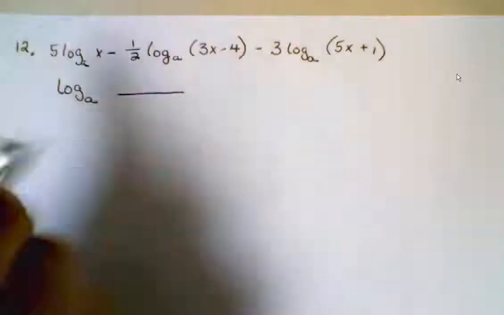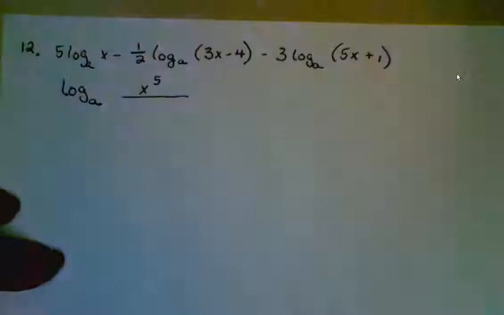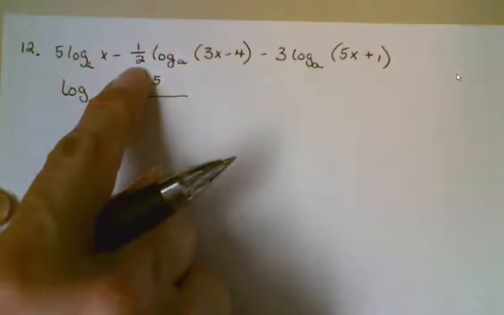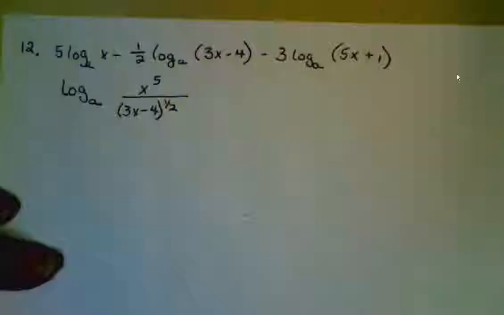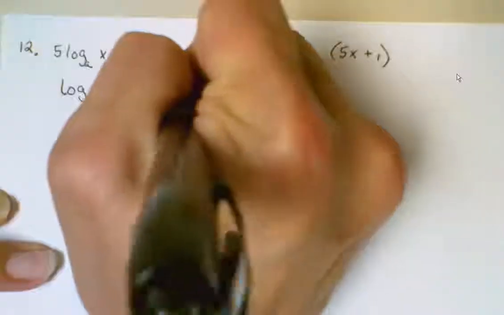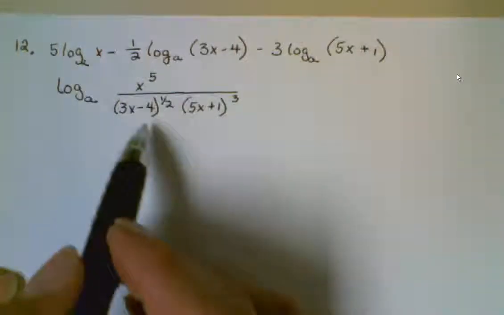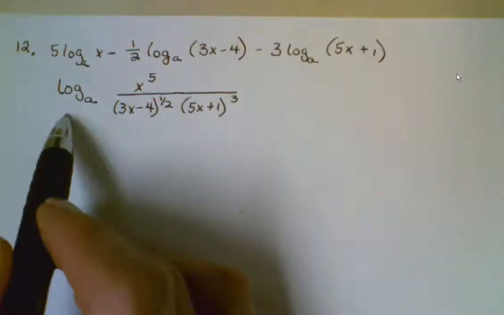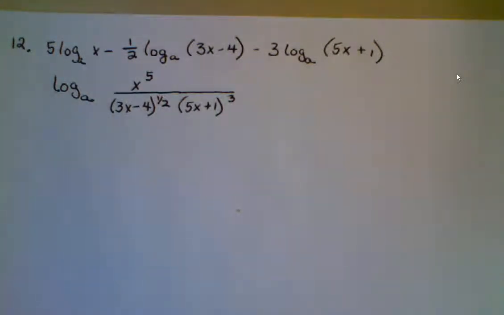If I go ahead and put the 5 back as the exponent of the x, I can put it in the numerator. Put the 1/2 back as the exponent of 3x minus 4, and put it in the denominator. Put the 3 back as the exponent of 5x plus 1 and put it in the denominator. I've done that problem in one step. Nothing about this argument can be simplified. I have a single log of a single fraction, and that's all the directions ask me to do.